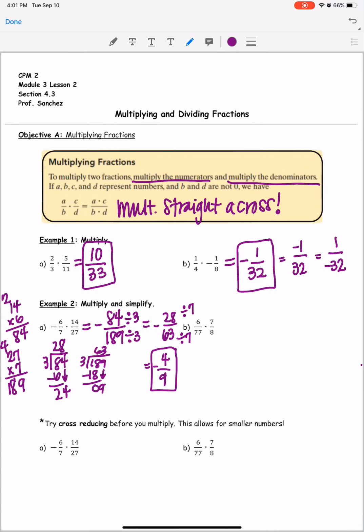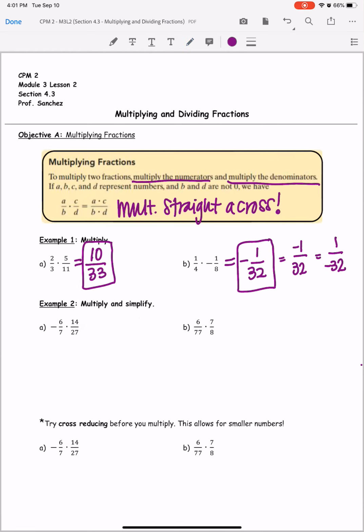Now, as you can see, this took a lot of work, right? We had to multiply numbers out, then we had to divide to reduce them. You get big numbers when you do it this way. I don't think I'm even going to do B because B's got even bigger numbers.